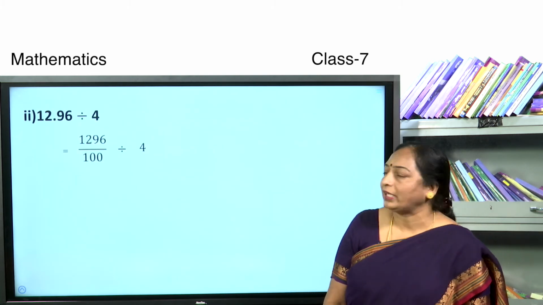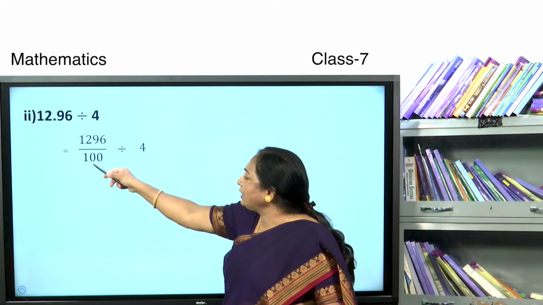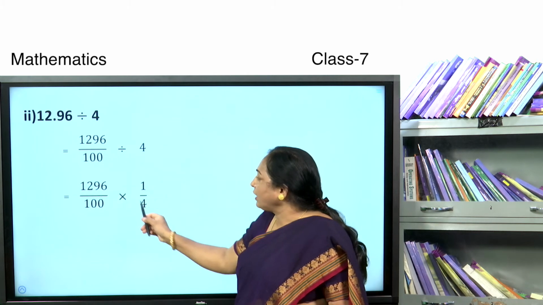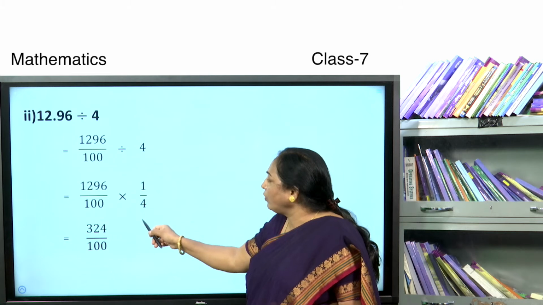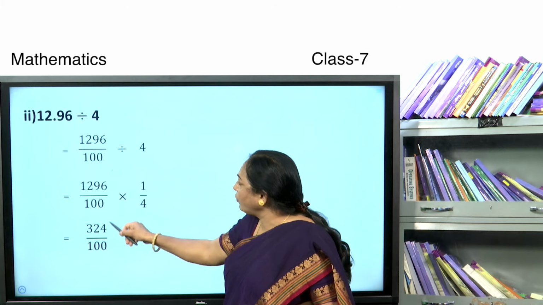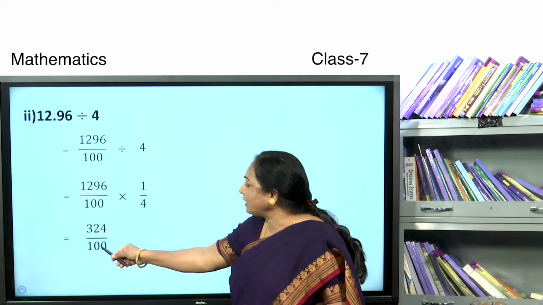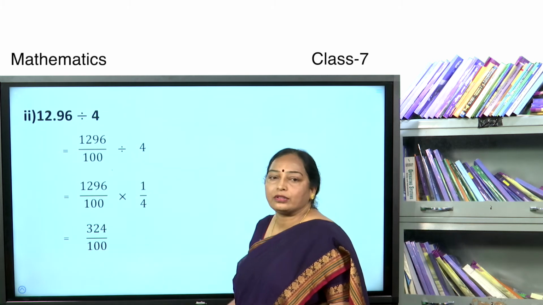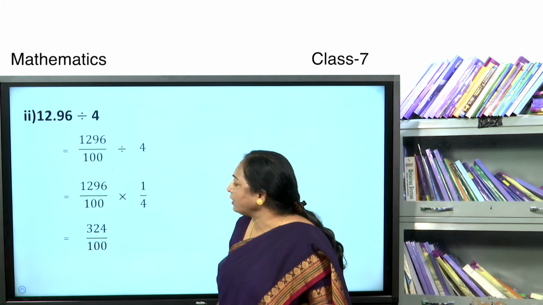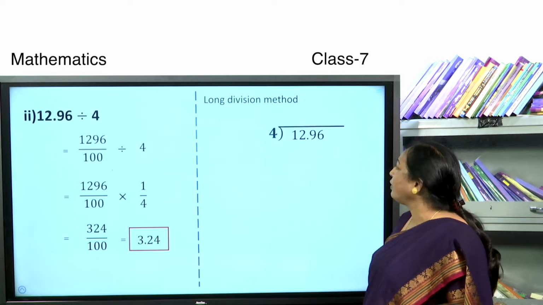Let us see one more example. 12.96 divided by 4, that is 1296 by 100 divided by 4. Multiply this fraction by the reciprocal of 4, that is 1 by 4. 1296 and 4 have a common factor: 4 ones are 4, 4 3s are 12, 4 2s are 8, and it will become 16, 4 4s are 16. We will get 324 by 100. How do you keep it in decimal form? How many zeros are there in the denominator? 2 zeros. So, place the point after 2 digits from the right. So, the answer is 3.24.